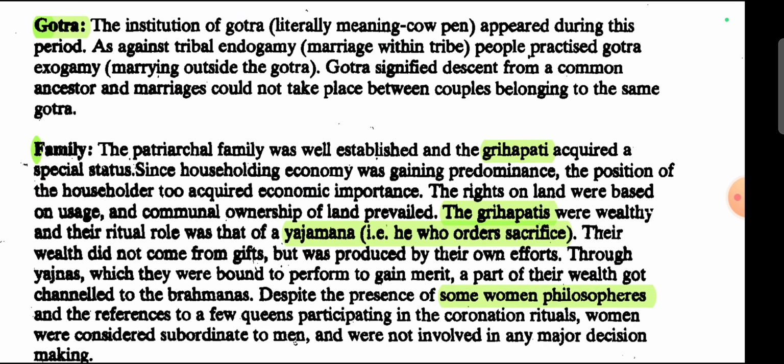Gotra. The institution of Gotra, literally meaning cowpen, appeared during this period. As against tribal endogamy, marriage within the tribe, people practiced Gotra exogamy, marrying outside the Gotra. Gotra signified descent from a common ancestor, and marriages could not take place between couples belonging to the same Gotra family.